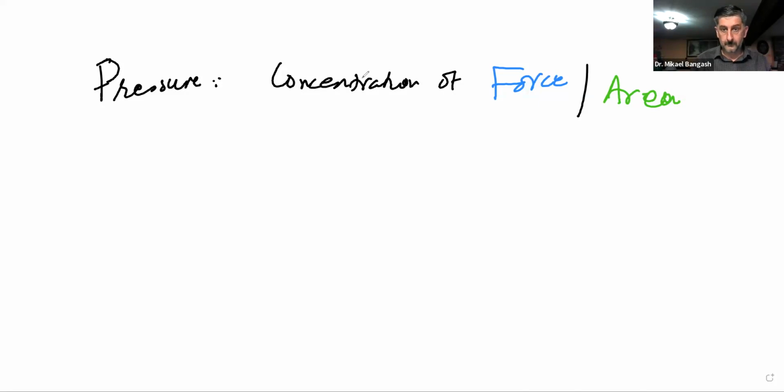Now we can say the unit for area is going to be any unit of distance squared. Clear? And what's force? The unit for force is newtons. Clear? So the equation for pressure comes from the definition here.